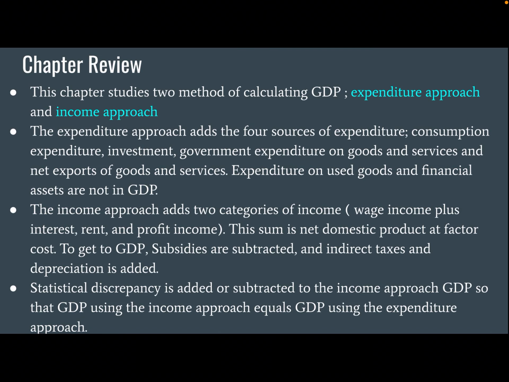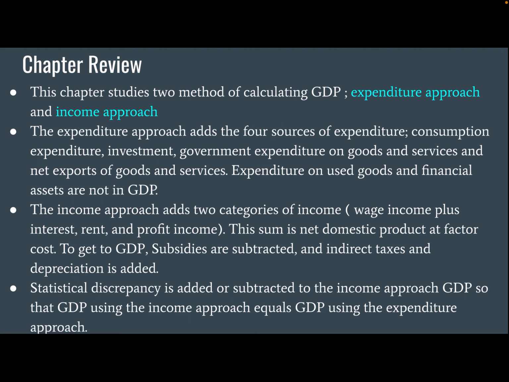To review, this chapter studies two methods of calculating GDP: the expenditure approach and the income approach. The expenditure approach adds the four sources of expenditure: consumption expenditure, investment, government expenditure on goods and services, and net exports of goods and services. Expenditure on used goods and financial assets is not in GDP.